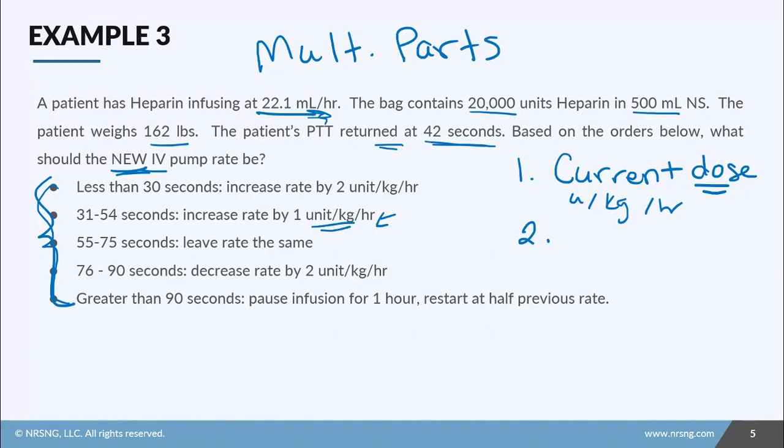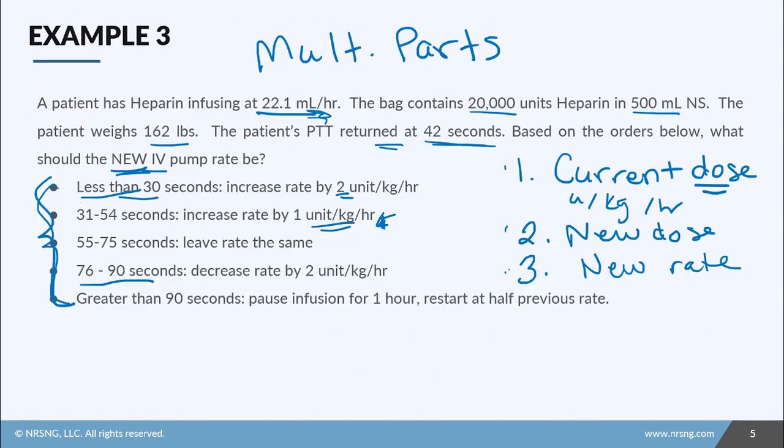Second thing is we're going to use our orders to determine what the new dose needs to be. Where are we going with it? You can see if it's less than 30 seconds, we're going to increase by 2 units per kilo per hour. If it was between these, we were going to decrease by 2 units per kilo per hour. So the order tells you what you need to do. And the third step is then going to be, now that we know the new dose, find out the new rate. So we've planned ahead. We know what our 3 little steps are. So let's go ahead and do them.